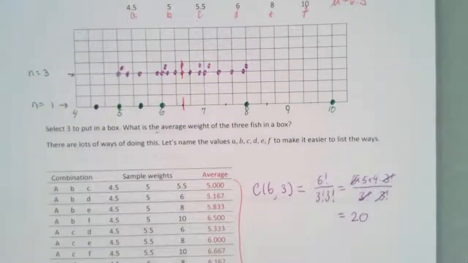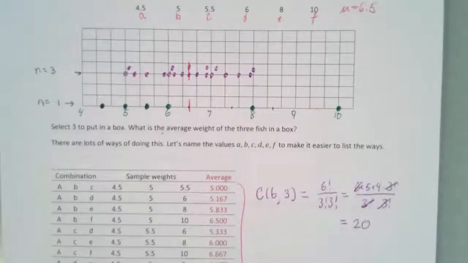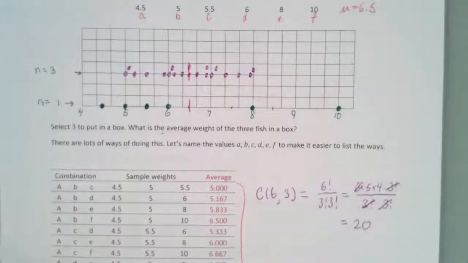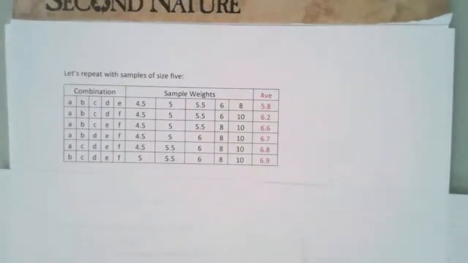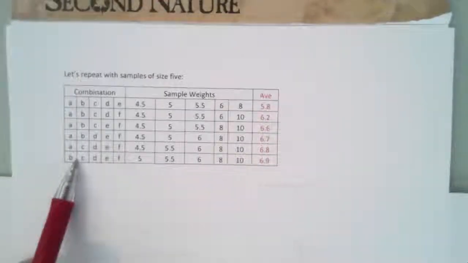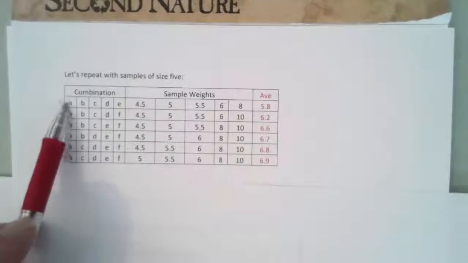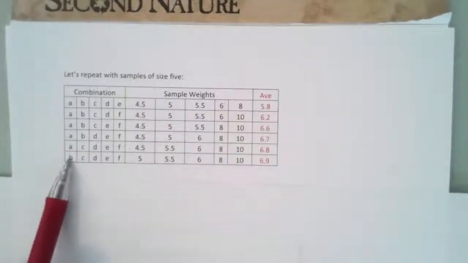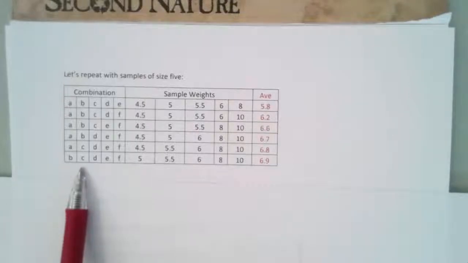Well, why don't we try that again for another sample size? Suppose we were going to take, say, 5 out of the 6 fish and put them in a box. What would the mean weight look like for all the possible ways of choosing 5 out of these 6 fish? Well, first of all, if we were going to select 5 out of the 6, that is exactly the same as choosing 1 fish to leave out. So there are exactly 6 ways to leave out 1 fish, and therefore there are 6 ways of getting a sample of size 5. I've listed them here with letters.